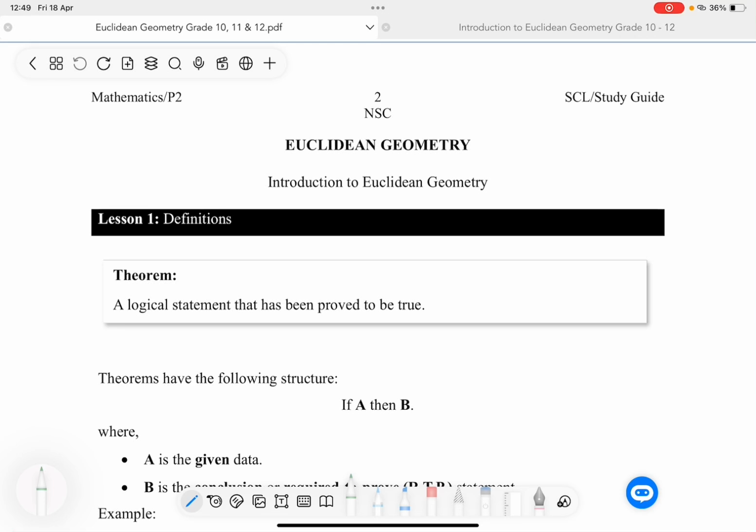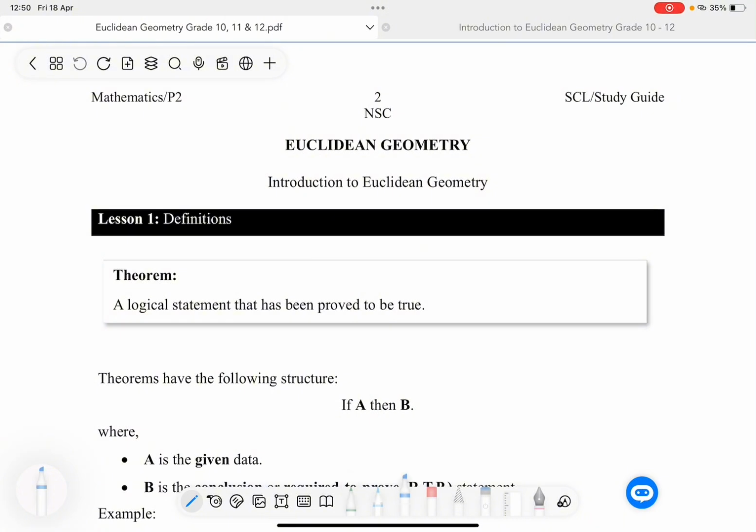I was fortunate enough to study Euclid's original postulates. For that reason, I love Euclidean geometry so much. And I'm excited to share with you this beautiful part of mathematics.